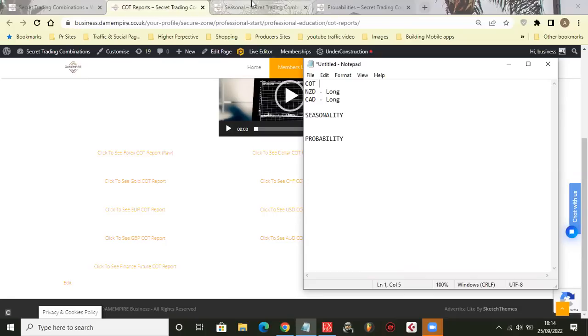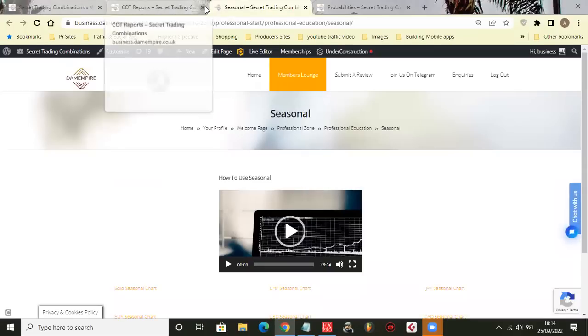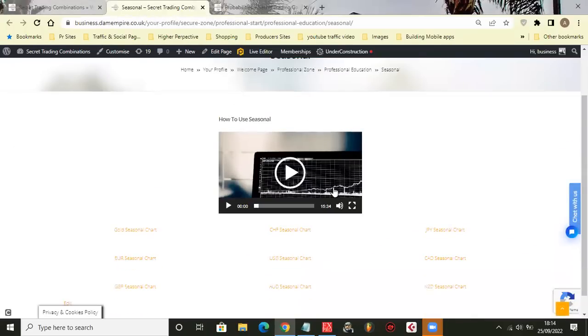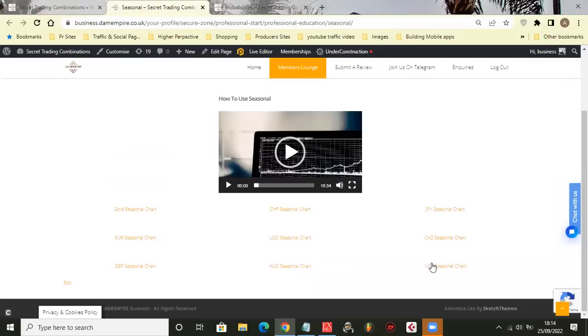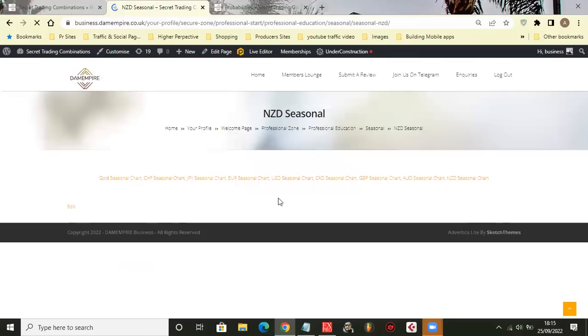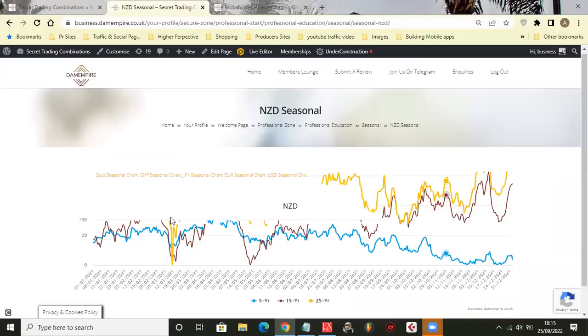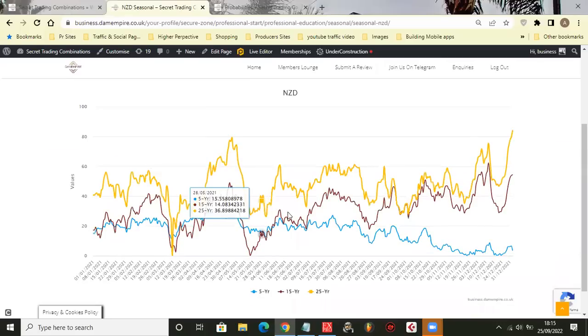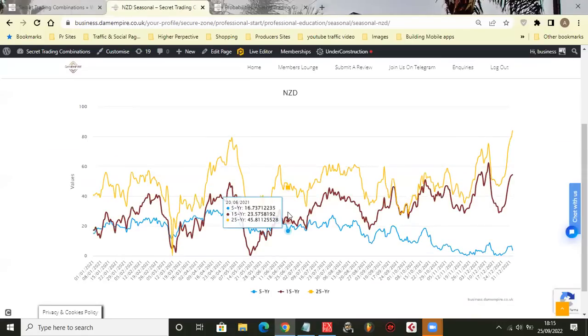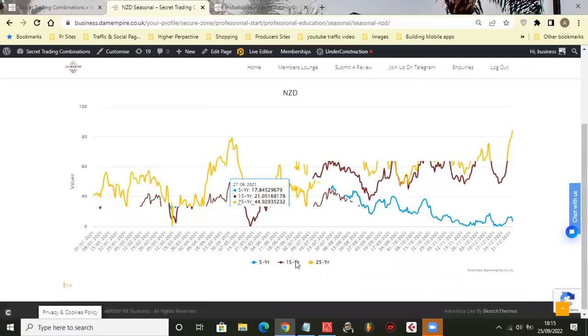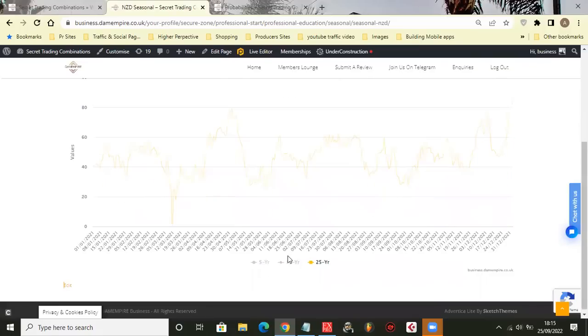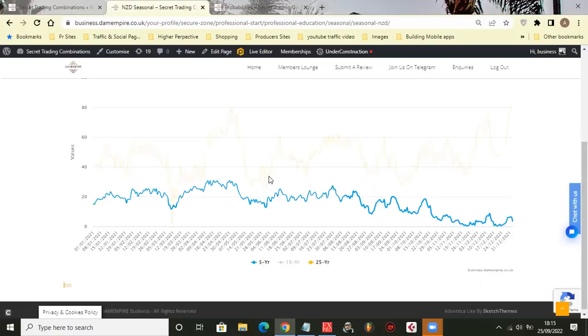So the next tool we're going to look into is seasonality. Now, remember I spoke about the seasons of the year. Every asset behaves differently in different seasons. So in this scenario, let's look at how NZD is going to behave during the season. So this is the season so far for the past 25 years, right? The yellow is the 25-year season, the red is 15 years, and the 5 years is the blue, right? So it shows how they move.